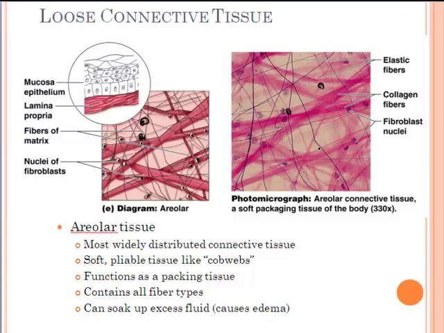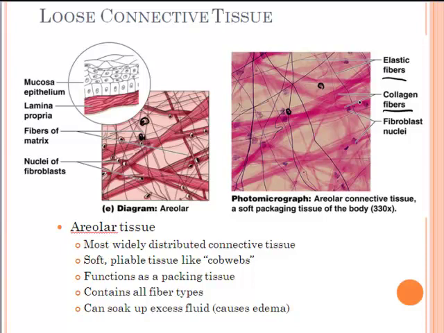In loose connective tissue, notice we have all three types. Elastic fibers, collagen fibers, very strong fibers, and the reticular fibers, though they're not pointed out here, are in there as well. So we have all the fiber types. Again, these fibers are formed by the cells. So they're secreted from these cells and packed around themselves.